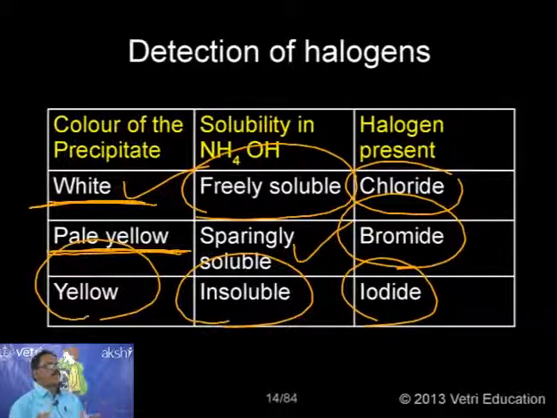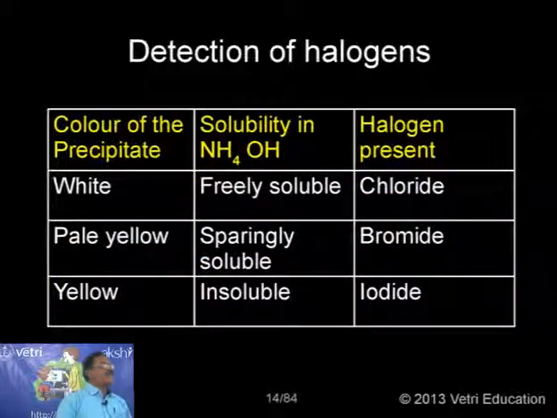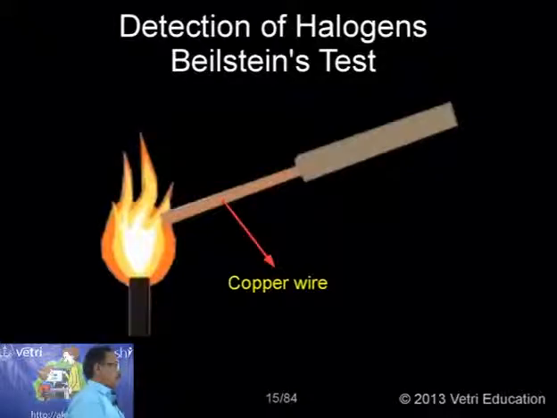Again, can you follow me, students? A question can be asked. A white precipitate freely soluble shows chloride, a pale yellow precipitate sparingly soluble in ammonium hydroxide shows bromine, and a dark yellow precipitate insoluble in ammonium hydroxide shows iodine. So this is the way we can detect the presence of halides.